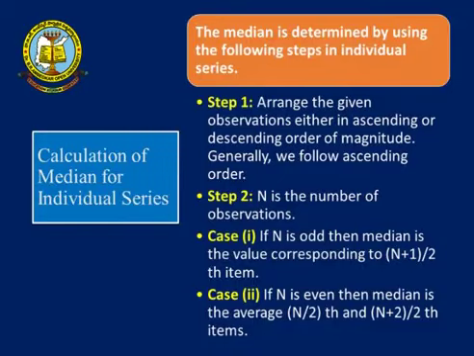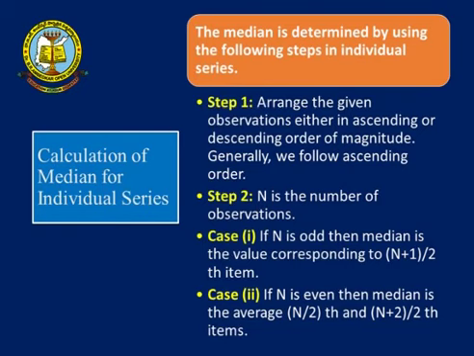The first problem belongs to the individual series. The process: first step, arrange the given observations in ascending or descending order. Second step, count the number of observations. If the number of observations is odd, the median is the (n plus 1)/2th observation. If the number of observations is even, the median is the average of the n/2th and (n/2 plus 1)th observations.